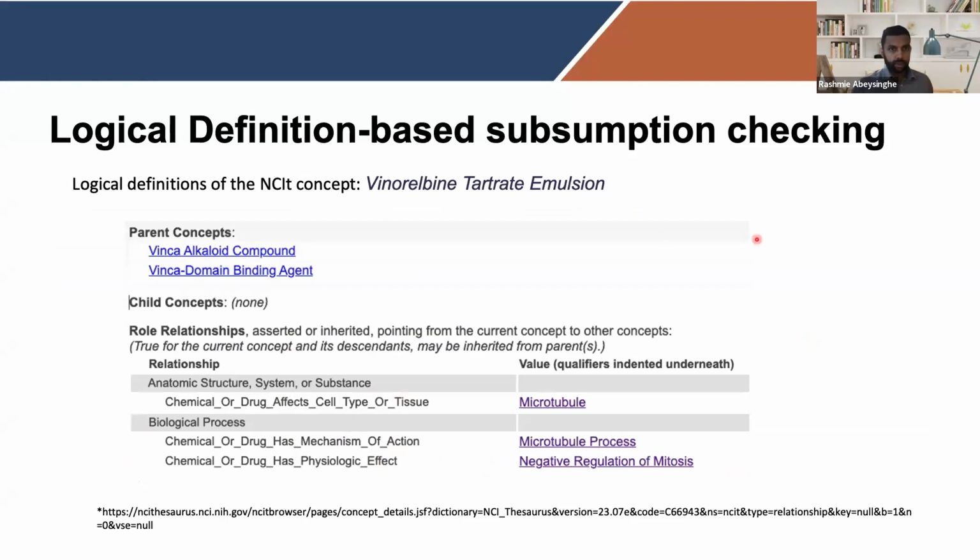So this is a screenshot from the NCIt thesaurus browser showing the definitions of this particular NCIt concept. So it has 2 ISA relations and these attribute relations. And in both ontologies, some concepts may have complete logical definitions, which we call fully defined, and some concepts may not, which we say are primitive.